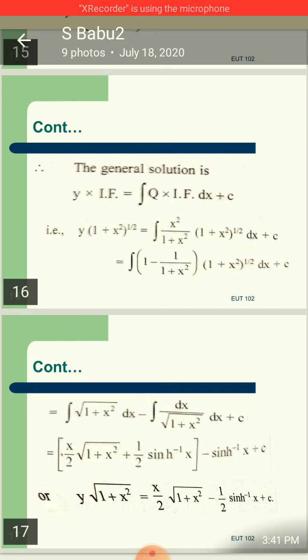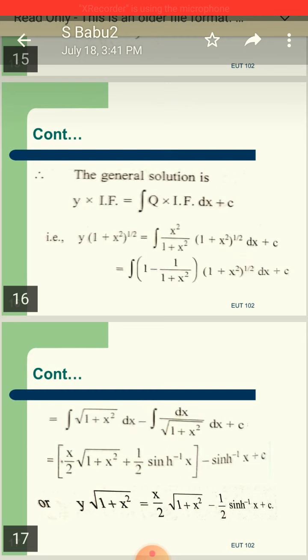Now we could observe the differential equation's definition, order and degree of a differential equation, formation of a differential equation, linear differential equation's definition, and what is integrating factor, how to find integrating factor, and using integrating factor, how we can solve a linear differential equation. So all these things we have considered.